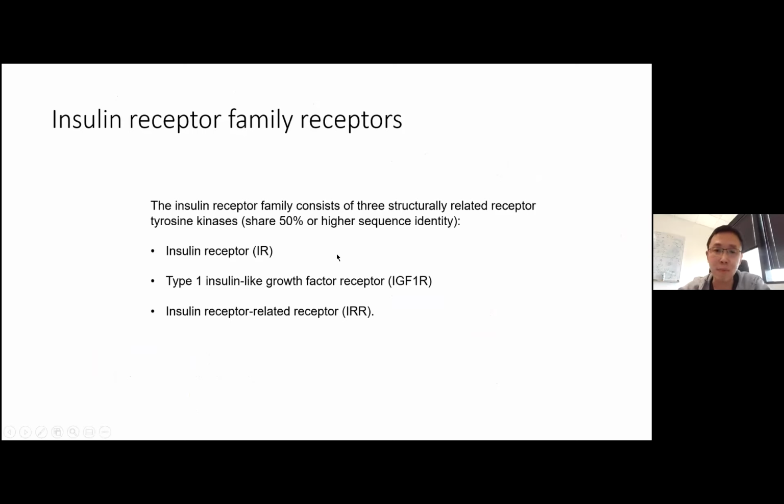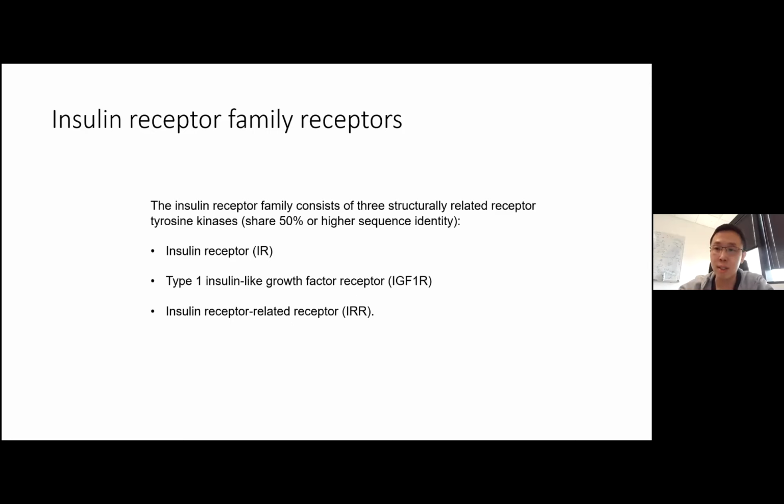And the second one is also quite famous. It's called type 1 insulin-like growth factor receptor, or IGF-1R for short. So the IGF-1 receptor can be activated by IGF-1. And the third one is relatively less well studied. It's called insulin receptor-related receptor. I think the name is quite confusing. This name is very similar to insulin receptor, but they are different receptors.